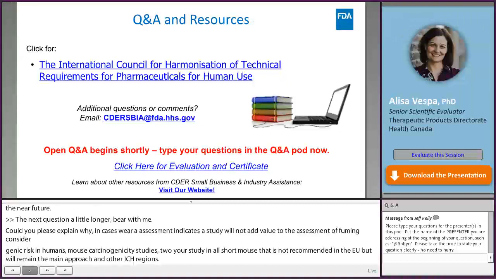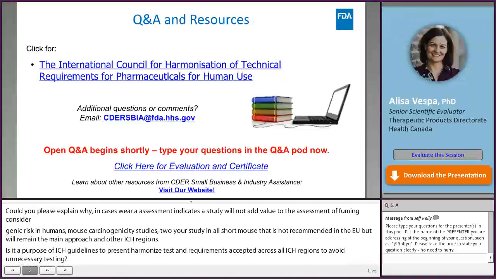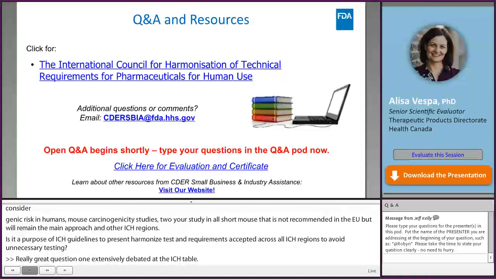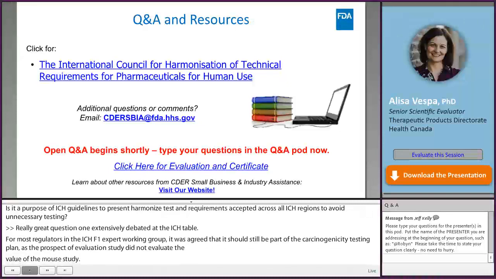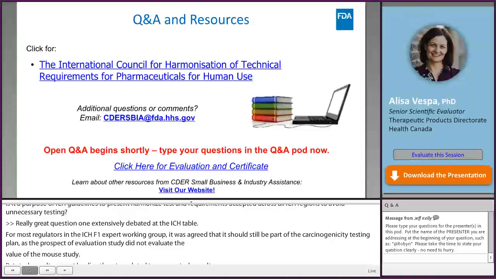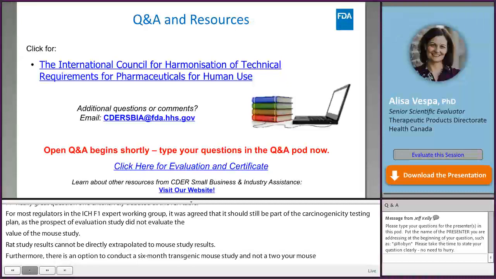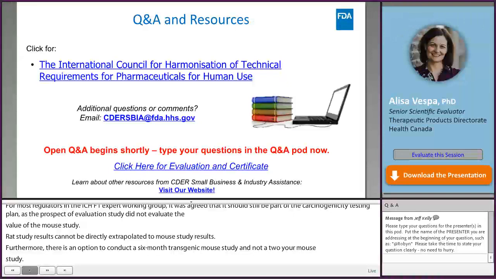That's a really great question, and one that was extensively debated at the ICH table. So for most regulators in the ICH S1 expert working group, it was agreed that a mouse study should still be part of the carcinogenicity testing plan, as the prospective evaluation study did not evaluate the value of the mouse study, and rat study results cannot be directly extrapolated to mouse study results. Furthermore, there's an option to conduct a 6-month transgenic mouse study and not a 2-year mouse study. So this opinion was not shared by our EMA colleagues, and it was clear that in order to be able to reach consensus on the document as a whole, it was necessary to include this statement. Thank you.